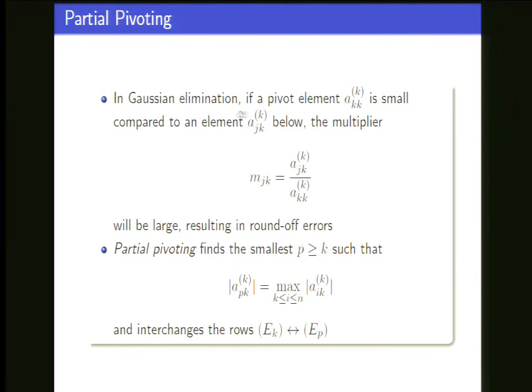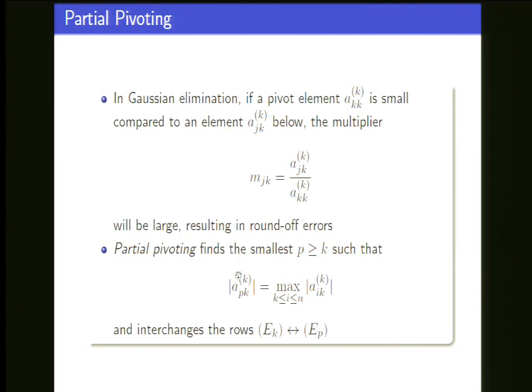In Gaussian elimination, if a pivot element, this is a notation, let's not worry about the iteration, this is the iteration number, is small compared to an element below it, the multiplier, 1 divided by that, will be very large, and it causes bad round-off errors. And partial pivoting is what I described.